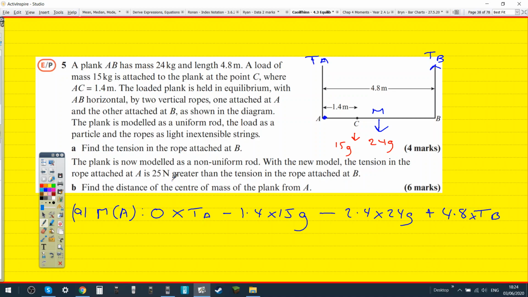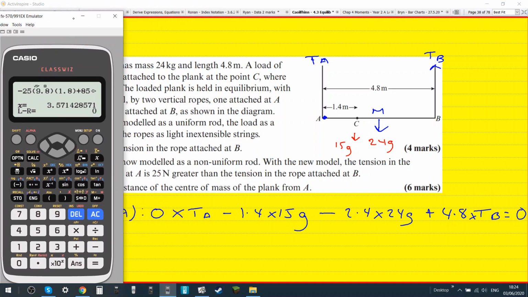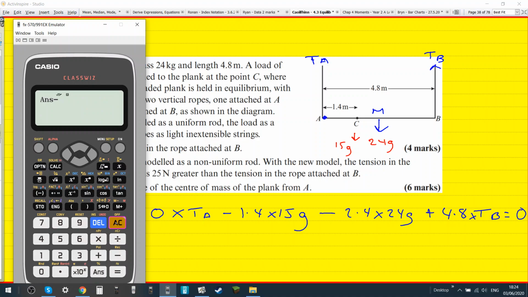And so if you did that times that, that times that, that times that, and added them all together, it's in equilibrium. What should you get? 0. You have your equation. Solve your equation. So the tension at A gets cancelled. And then so I got minus 793.8 and then plus 4.8 times tension at B.